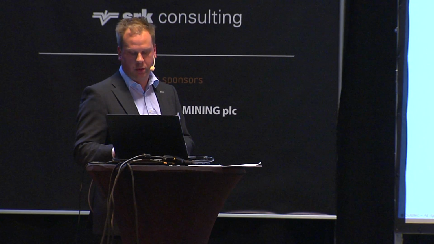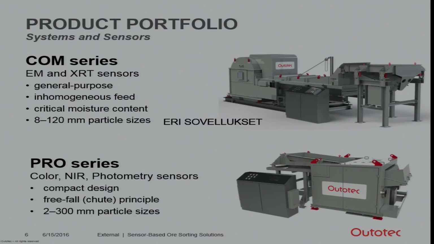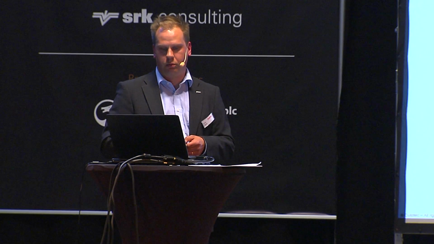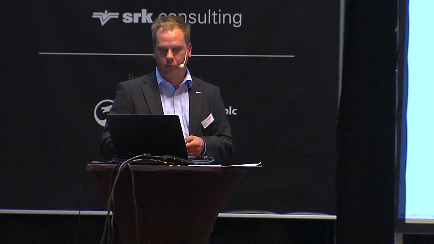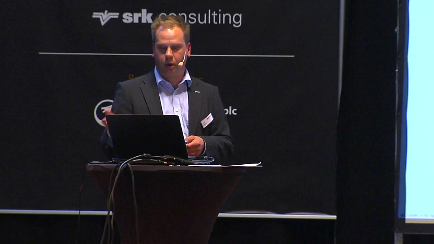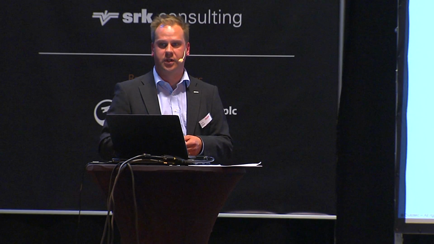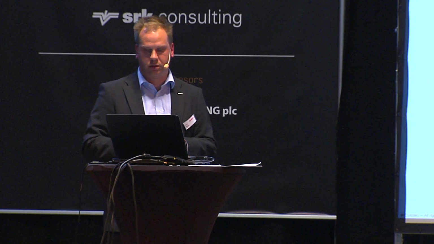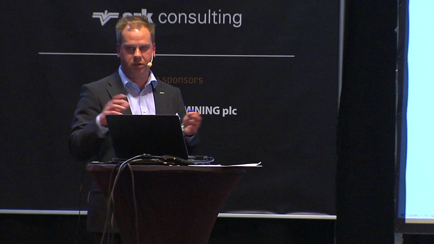There are two different types of machines. One is called the COM series, which operates with electromagnetic and X-ray sensors, and in that one the material is presented to the sensor on a conveyor belt. On the Pro series, which is the surface quality measurement and separation method, all the pieces are detected on two sides with color, near infrared or photometric sensors, and then the separation happens in free fall.